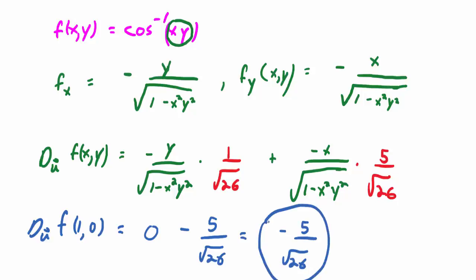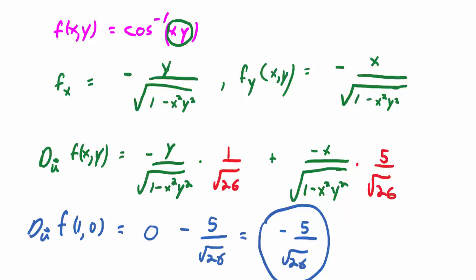So that's the slope of your hill. So you're going downhill apparently. If you're standing on the hill at the point 1, 0, f of 1, 0, then if you look in the direction of u, you're going to go downhill because that slope is negative. Does that make sense? Okay.